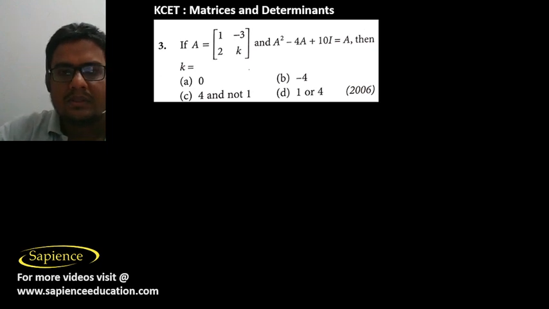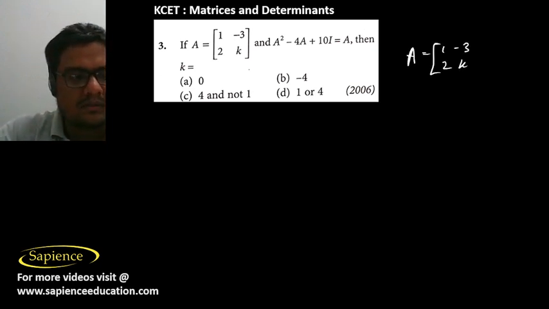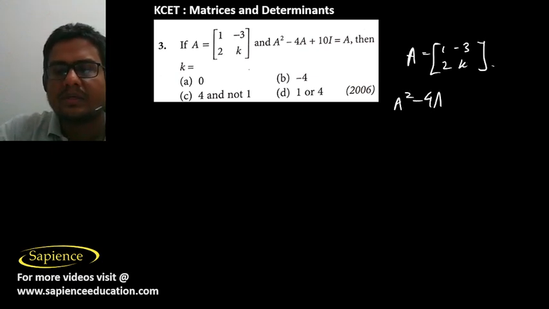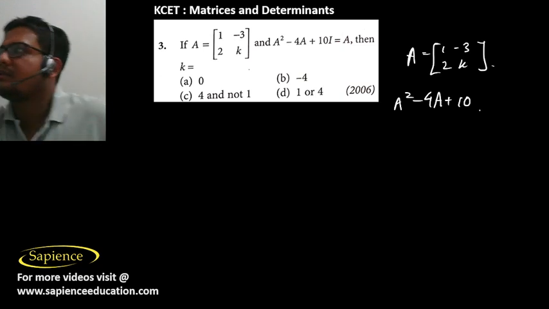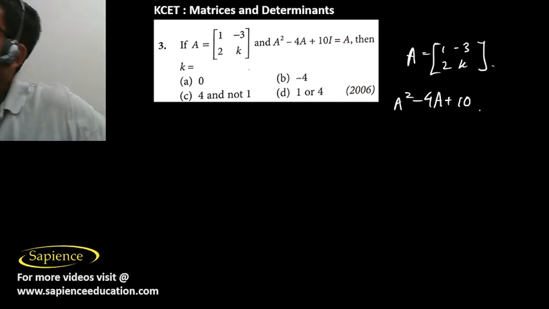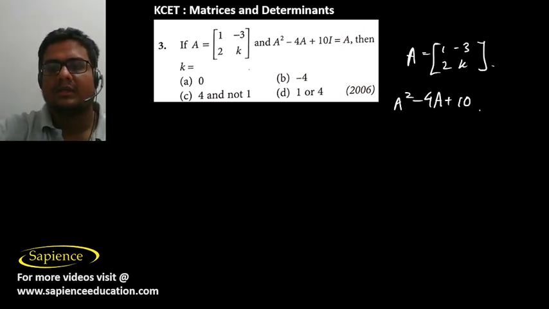Then it is told that if the matrix A is [1 -3; 2 k] and A square minus 4A plus 10I, that is equal to A, then we have to find k.